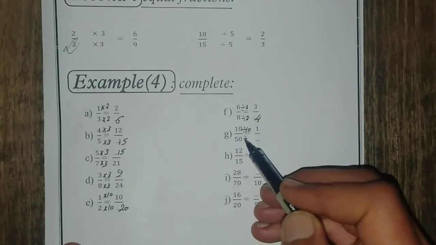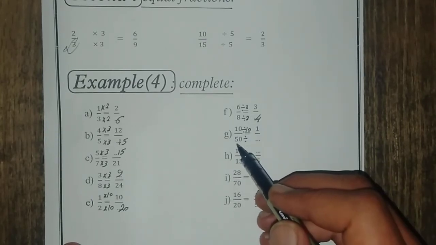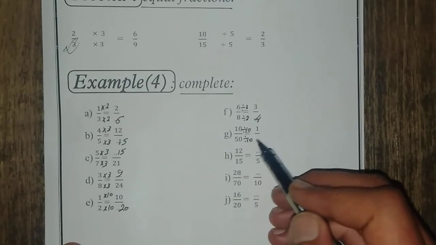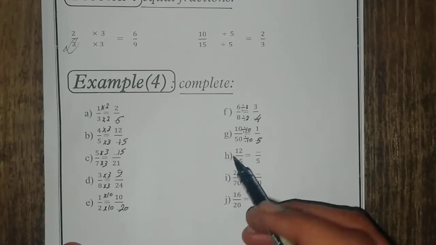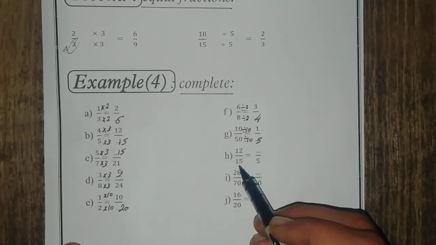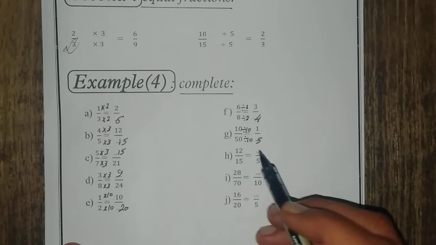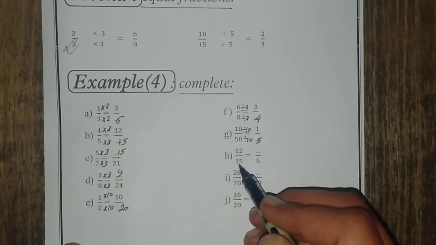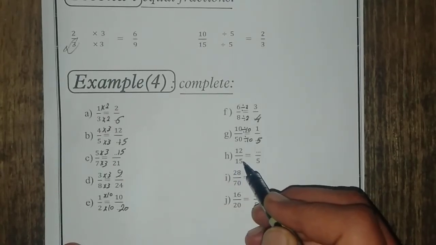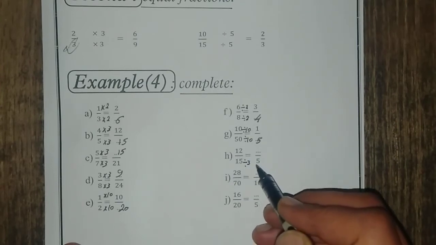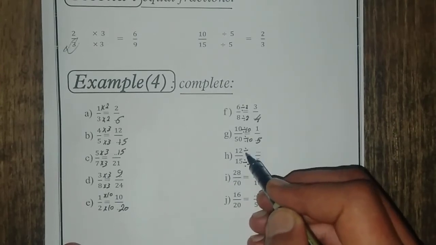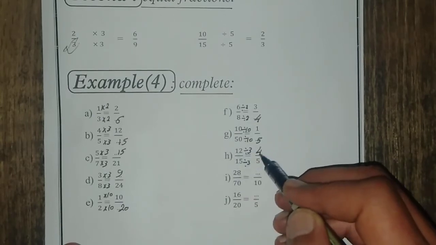So we'll divide 50 divided by 10 equals 5. Number H, 12 over 15 equals what over 5? 15 becomes 5. We will divide 15 by 3 to become 5. So we'll divide 12 by 3 equals 4.